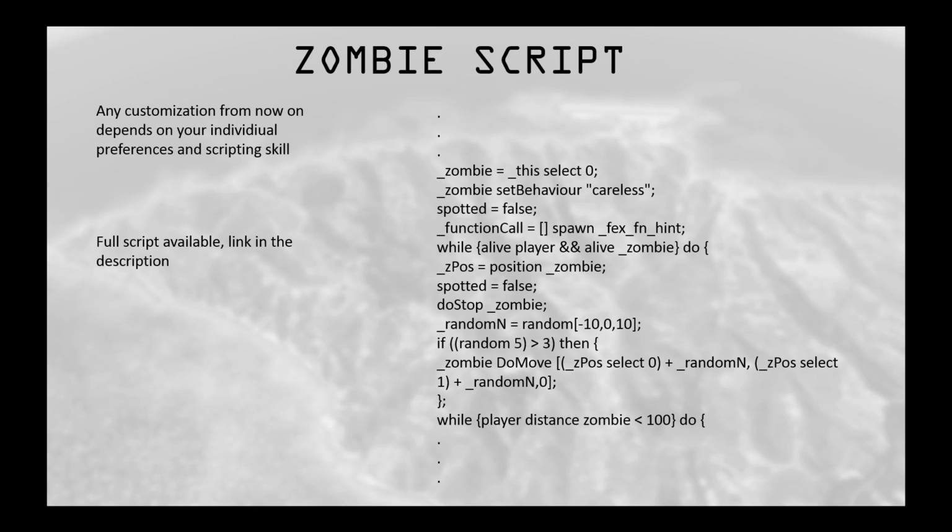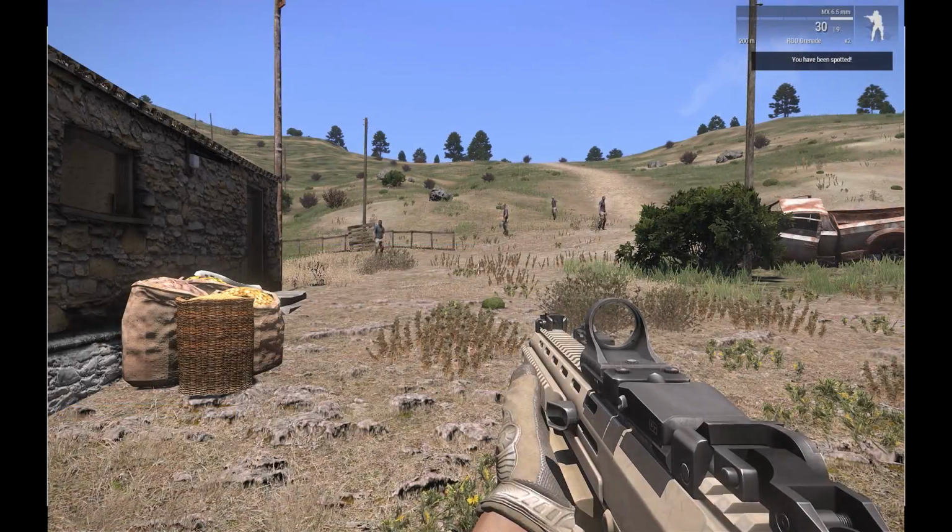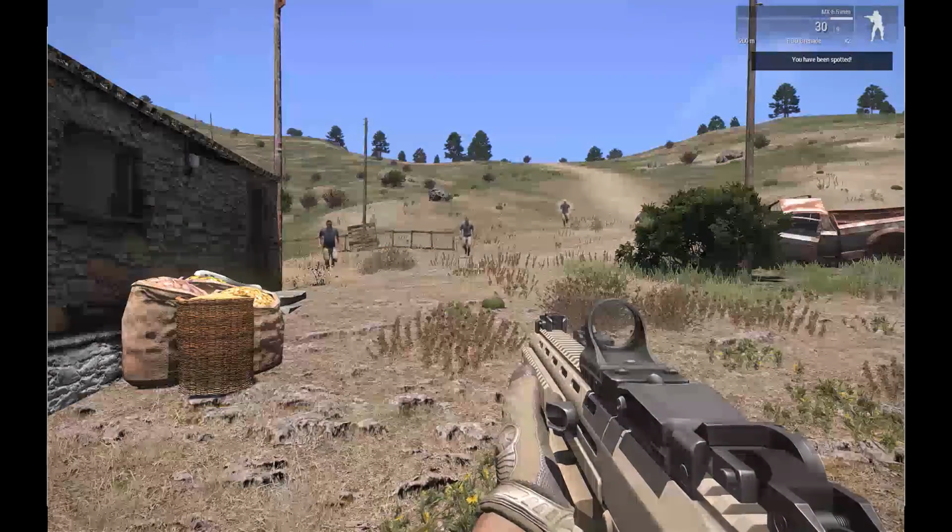Currently the zombie waits around until the player gets close, then starts chasing him and tries to get as close as possible. Once the player gets further away than 100 meters, the zombie stops and returns to his usual duty, staying mostly at one place and occasionally moving around.